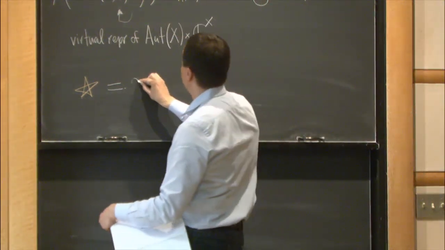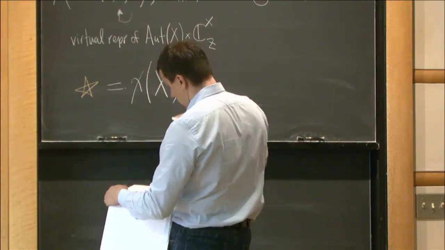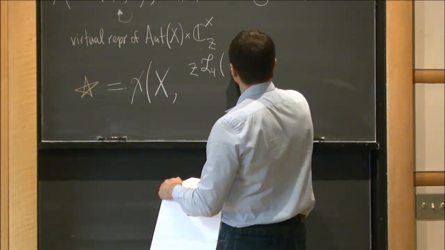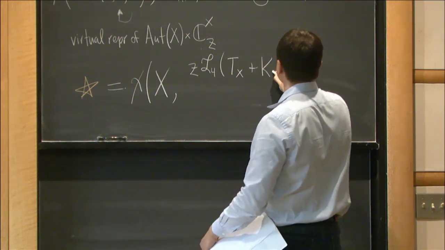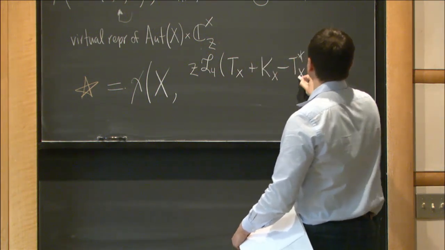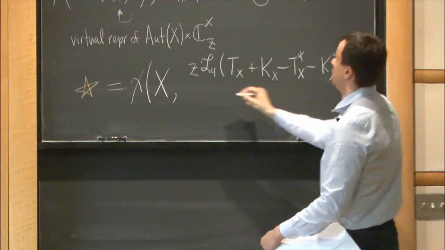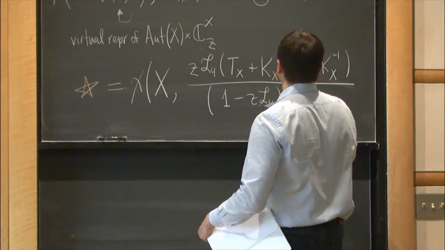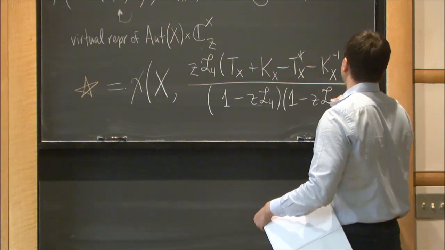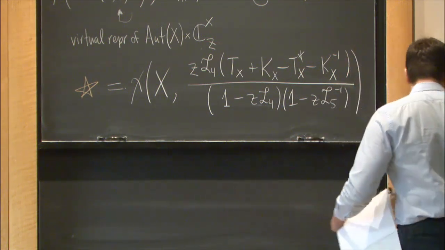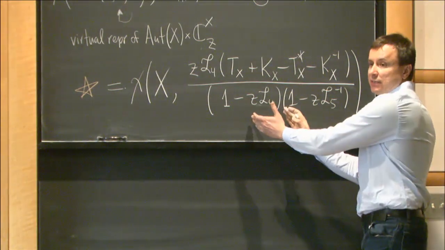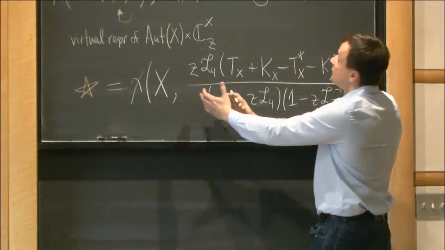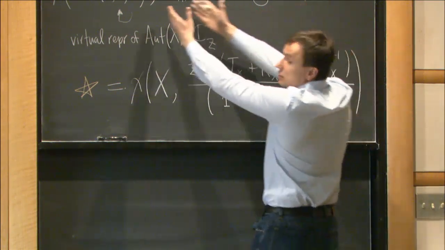So you take the Euler characteristic on x itself of z times L4, here comes the tangent bundle plus the canonical minus the dual of the tangent bundle minus the dual of the canonical, divided by 1 minus z times L4, 1 minus z times L5 inverse. Right. So if you expand this out in powers of z, you're going to get a well-defined K-theory class on X, for which you take the Euler characteristic. This will give you a graded vector space, which you plug in here.